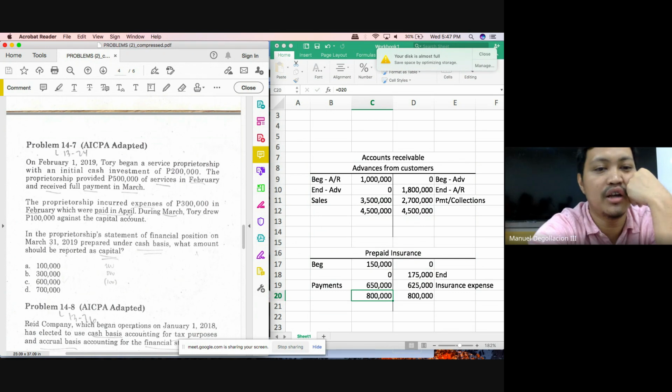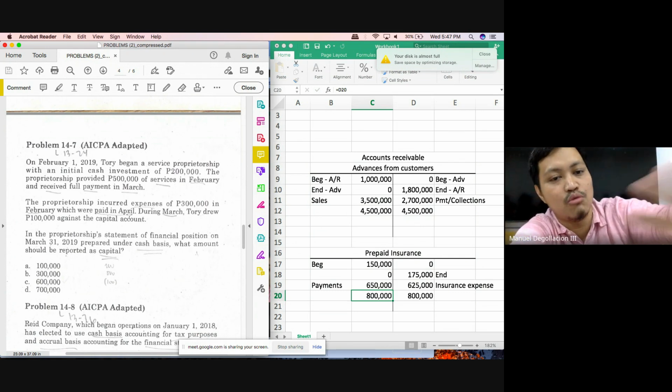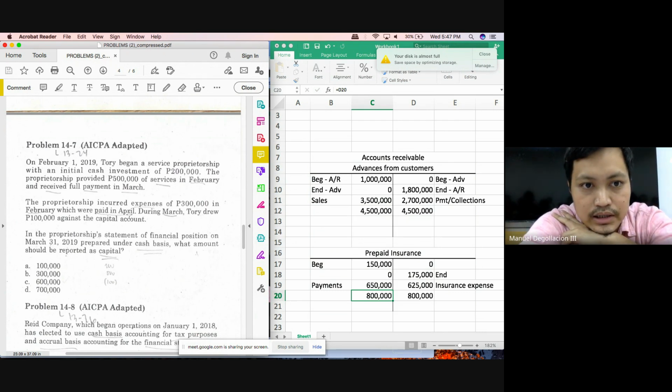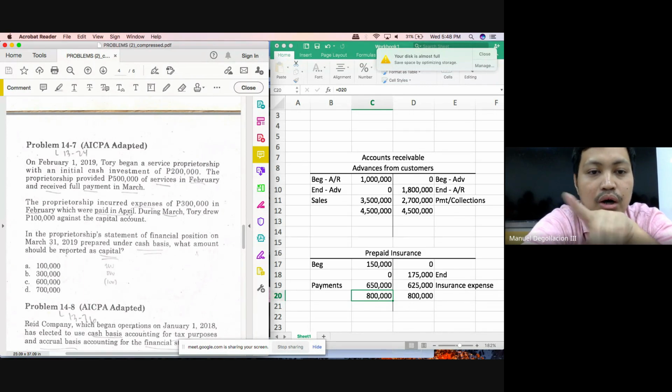So the only issue here is how much would be your revenues, how much would be your expenses. Let's start with your revenues. The proprietor provided 500,000 of services in February. So was it already earned? Yes. Will it be recognized as revenue already under cash basis? Yes, because by March, it was already paid in full. When was our reporting date? End of March.